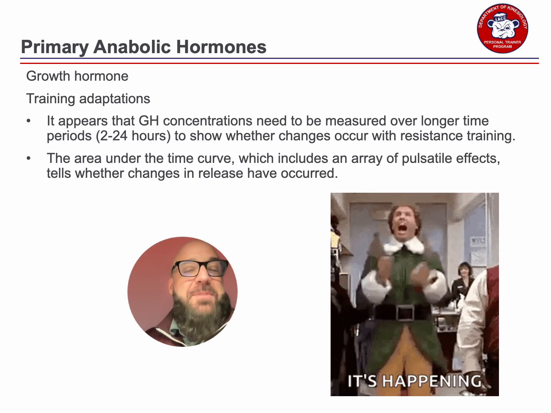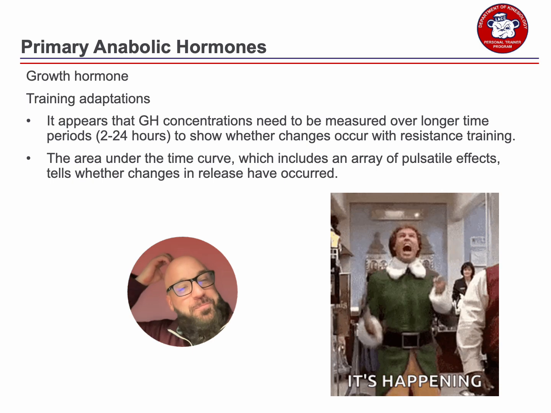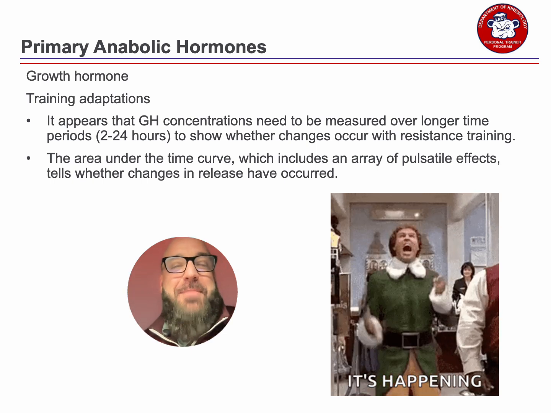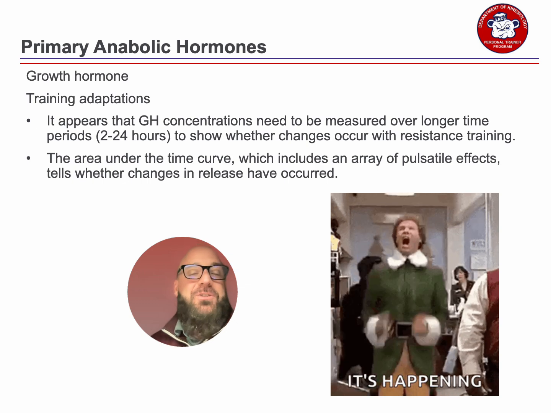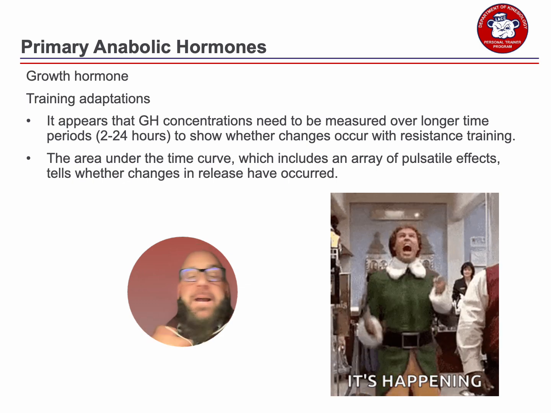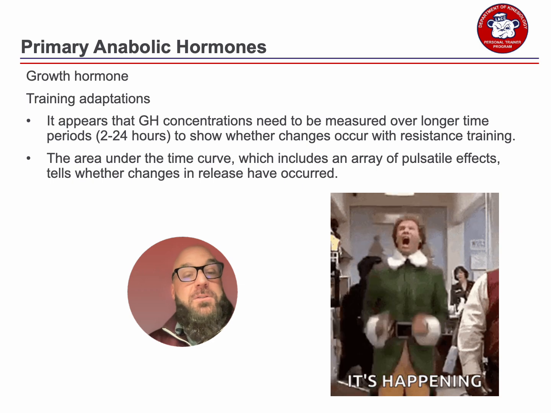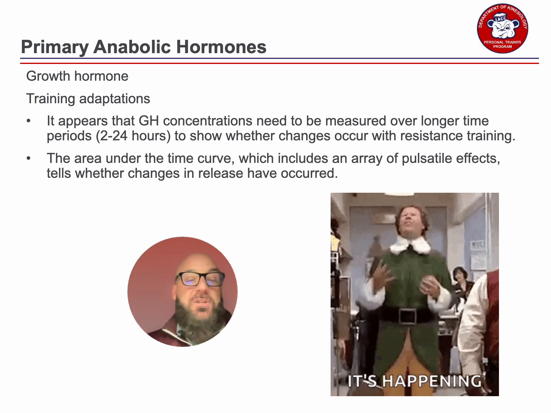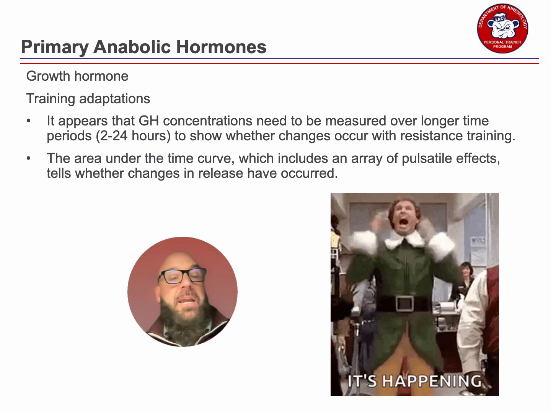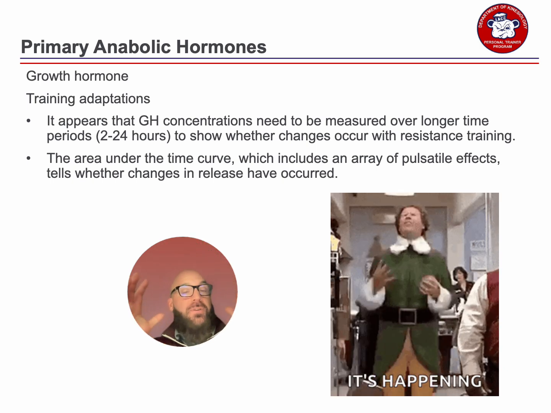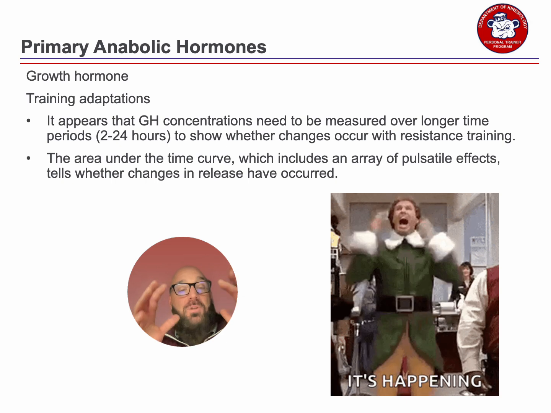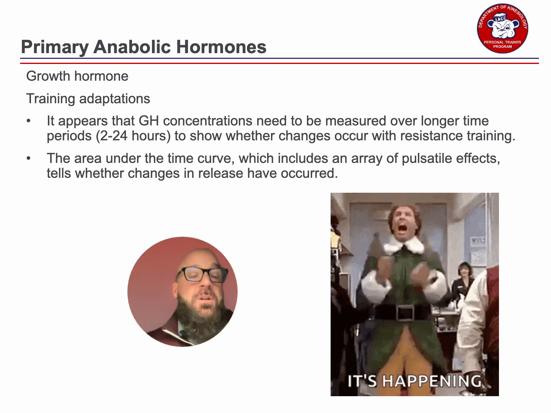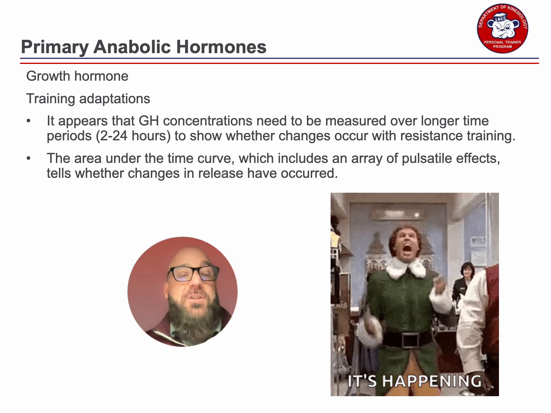Okay, training adaptations. There's Buddy over there. Growth hormone training adaptations. It appears that growth hormone concentrations need to be measured over longer time periods, 2 to 24 hours. So you have this window that typically you'll look at, let's say a 24-hour window, where you're not going to have the same concentrations of growth hormone. And you would want to draw blood throughout different hours throughout the day to look at the concentrations of growth hormone.